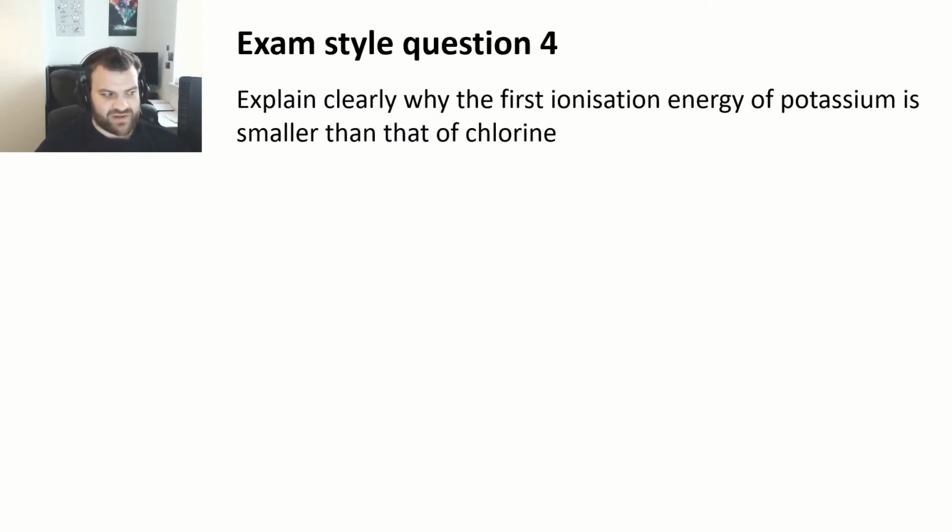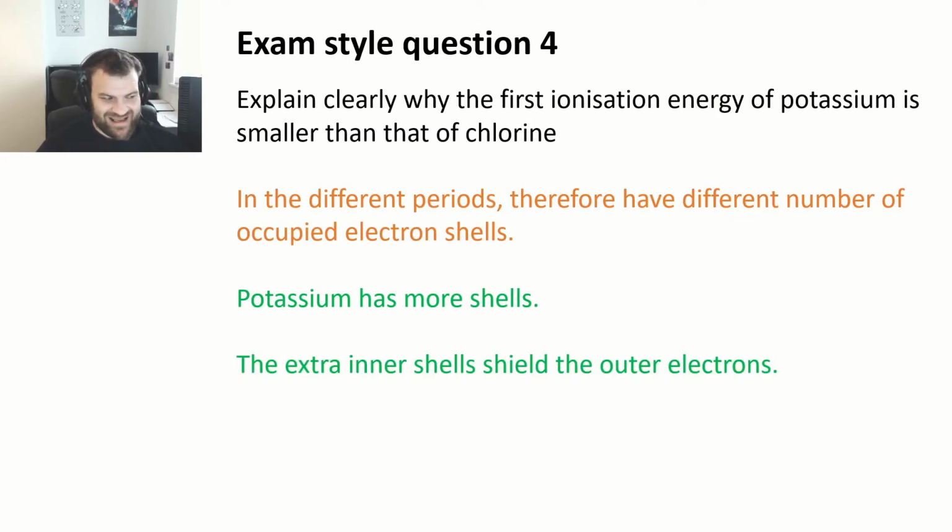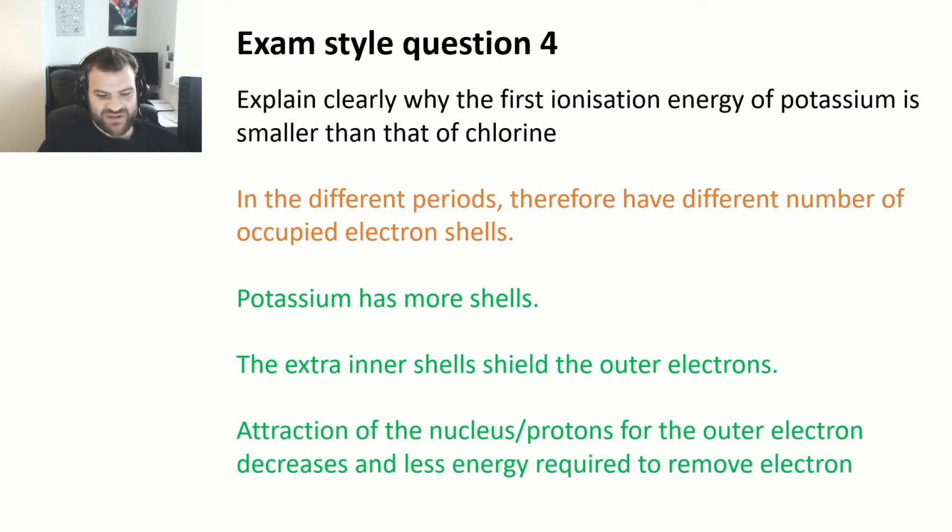Next type of question could ask you to explain why the first ionization energy of potassium is smaller than that of chlorine. When we look in the data booklet, we'll see that these are in different periods, meaning they've got a different number of occupied electron shells. Potassium has more shells, and these extra inner shells will shield the outer electrons. And as a result, the attraction of the nucleus for these outer electrons decreases, and it requires less energy to remove.